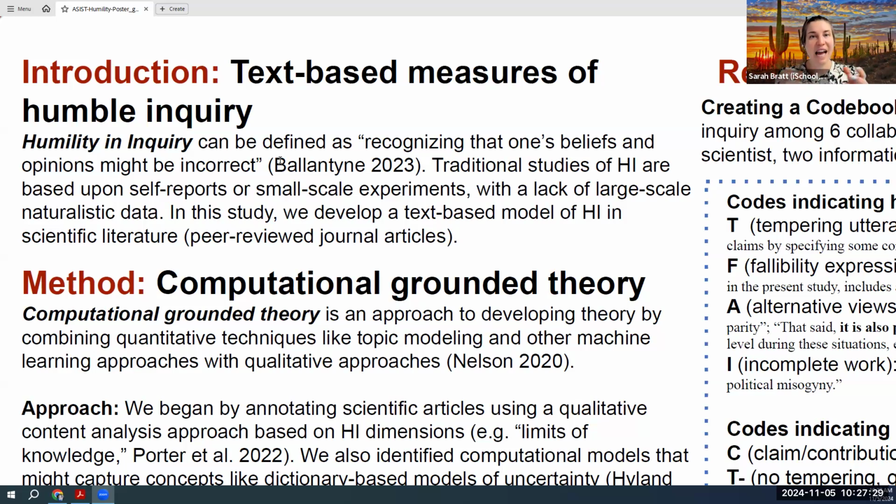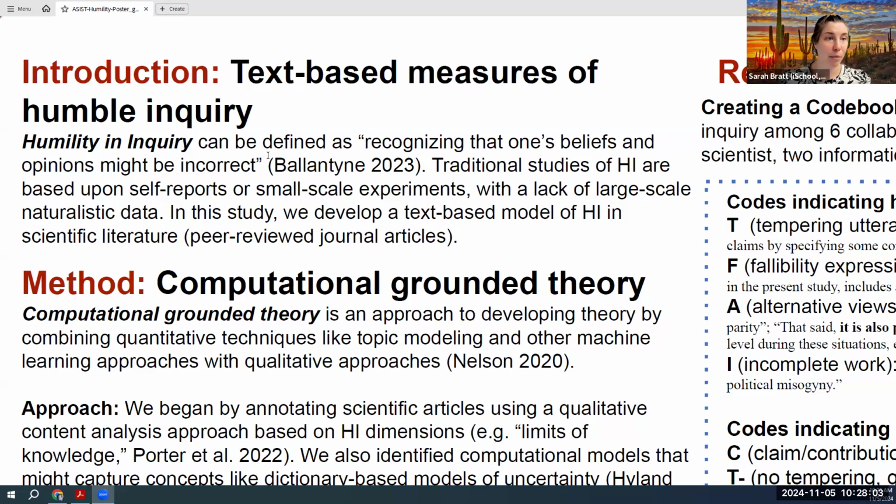So these self-reports and diary studies lead to some very interesting outcomes, but they don't allow us to look systematically at larger scale occurrences of humility and inquiry, such as at the discipline level, or even at the research group level over time. So in this study, we develop a text-based measure so that we can analyze the scientific literature, such as peer-reviewed journals, and perhaps even other types of data, such as lab notebooks or open peer review reports.